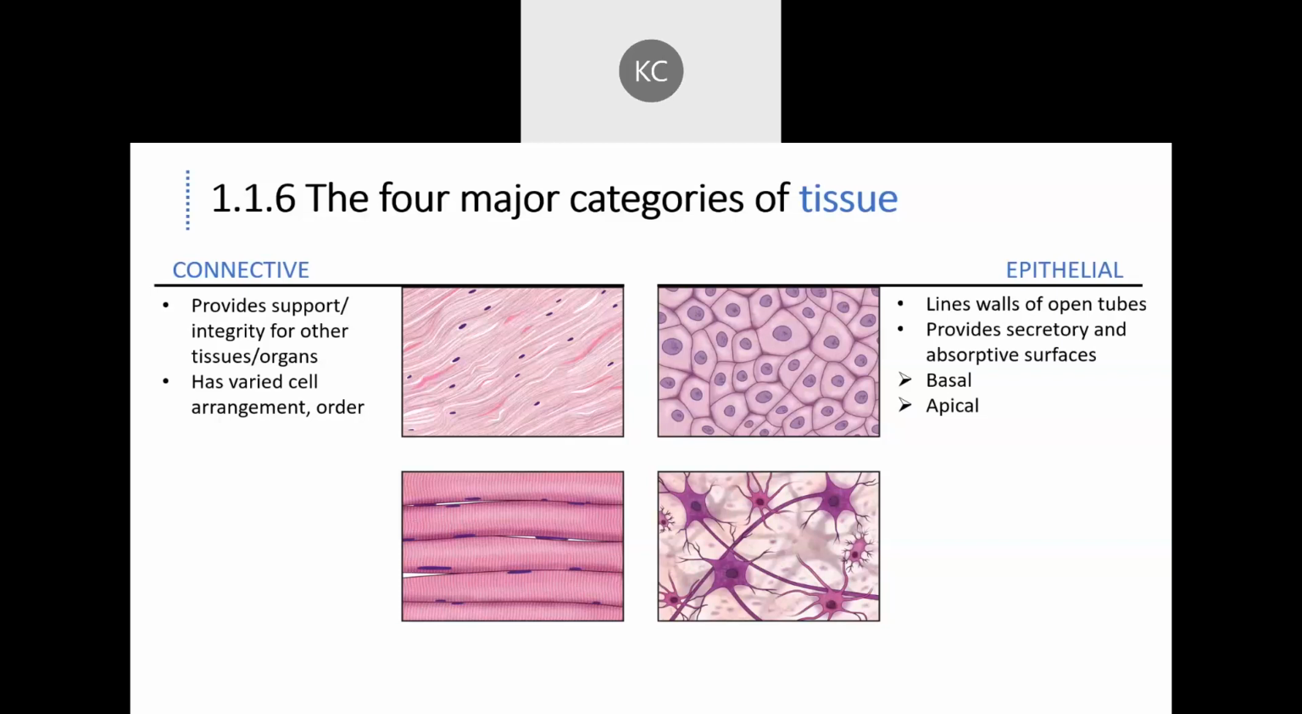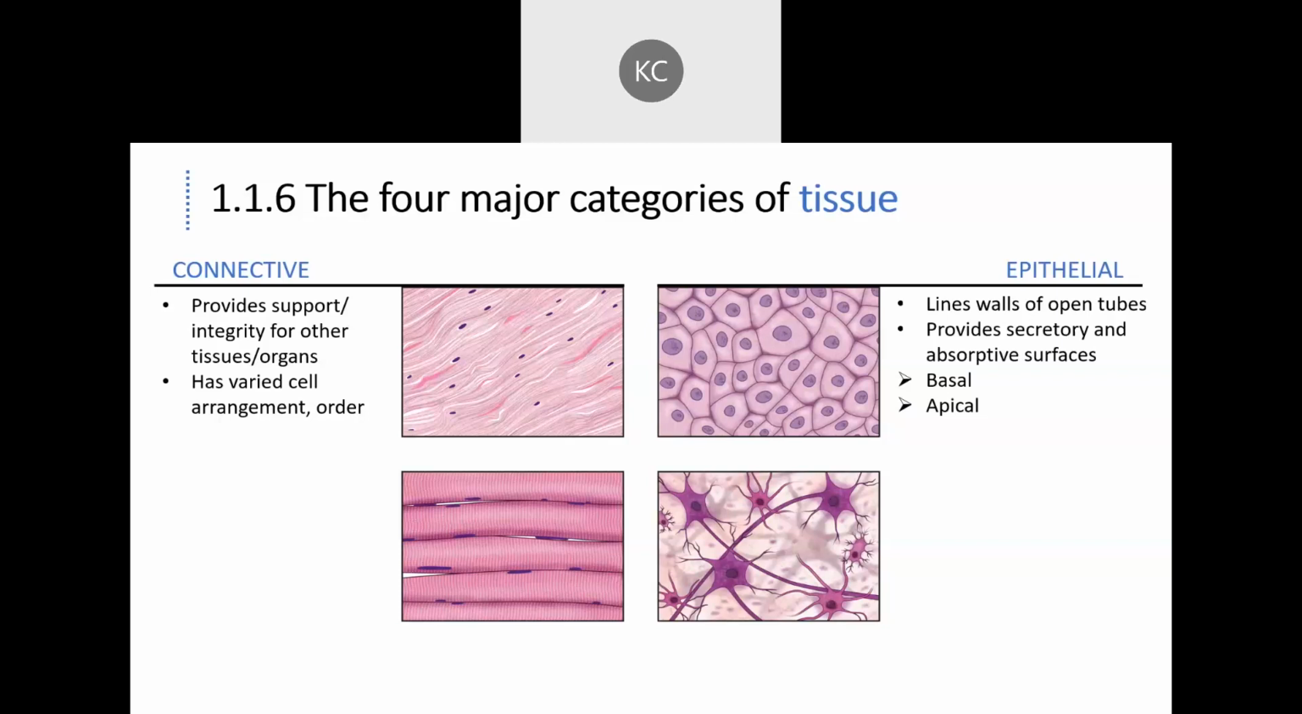So epithelial tissues can line surfaces. They can have secretory, absorptive, and protective functions as well, right? If you think of the inside of your mouth, the inside of your cheek, if you run your tongue on the inside of your cheek, what your tongue is in contact with is an epithelial tissue. The inside of your mouth is in contact with the external environment, right? You open up your mouth, and the air and the external environment is in contact with that.